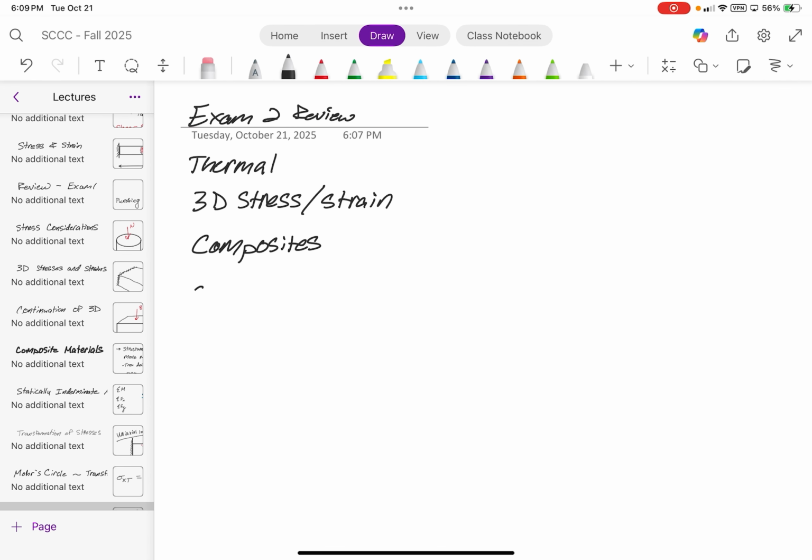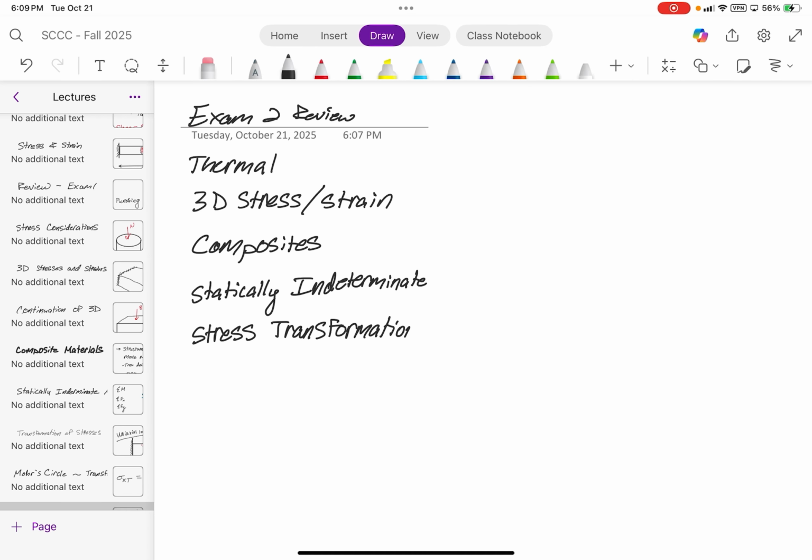because one of you emailed Professor Simon, I created a statically indeterminate problem. I'm joking, by the way. I just added one on there because I can. And stress transformations.